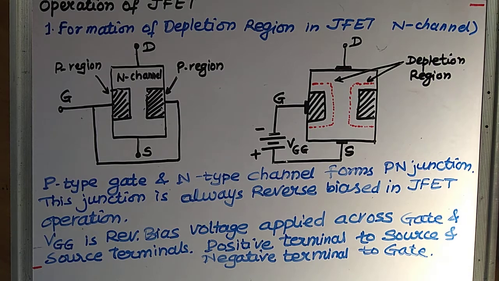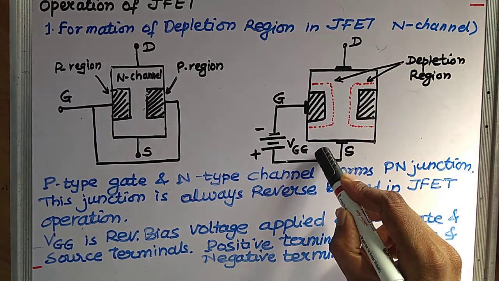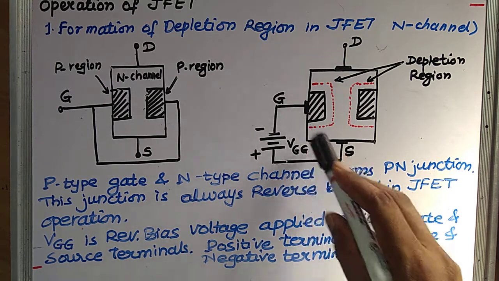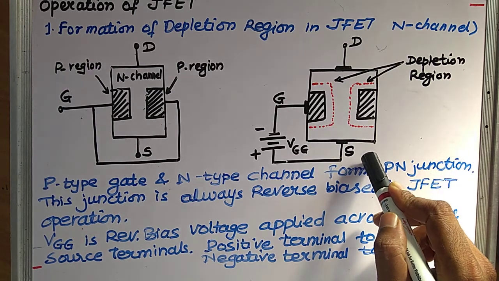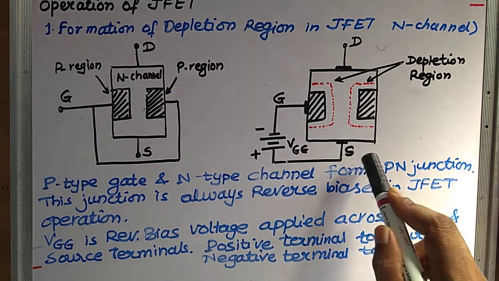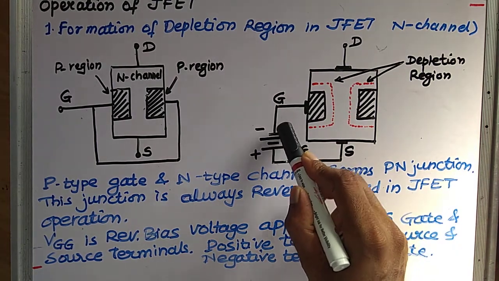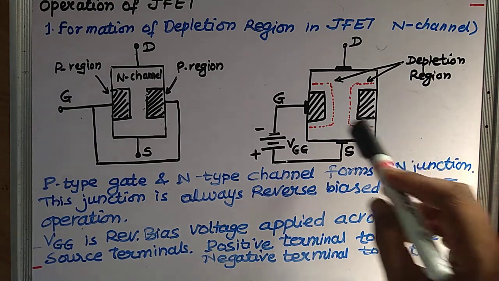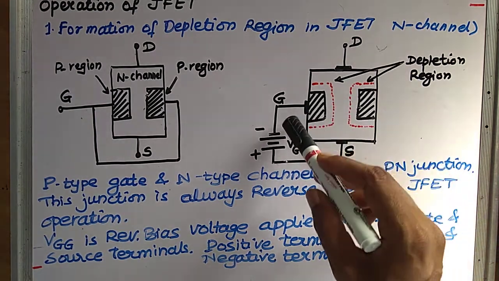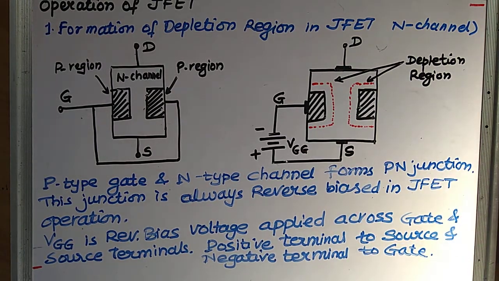So again I would like to repeat, VGG is the reverse bias voltage applied across gate to source terminals of N-channel JFET. Positive terminal of battery connected to N-channel source and negative terminal of battery is connected to p-type gate. And for the proper working, this p-n junctions, or we can say the gate to source, is always reverse biased in JFET.